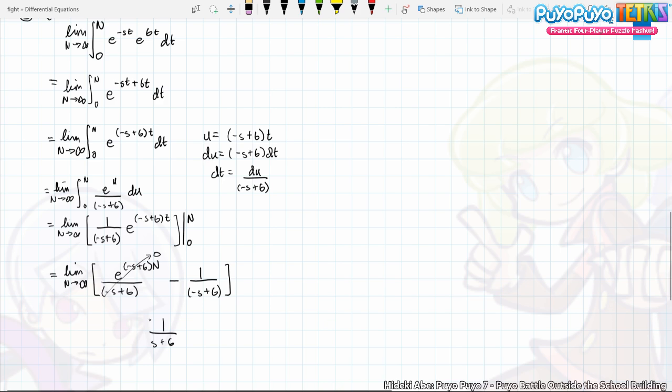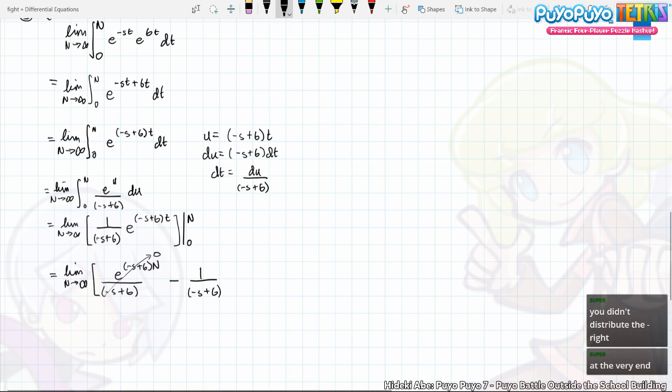I really don't know what I'm doing. Yeah, I didn't distribute the minus sign right. Oh my gosh. Kill me. Okay, wait, I know it's this step right here, right?